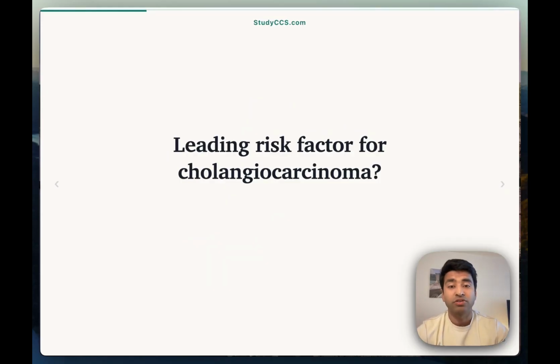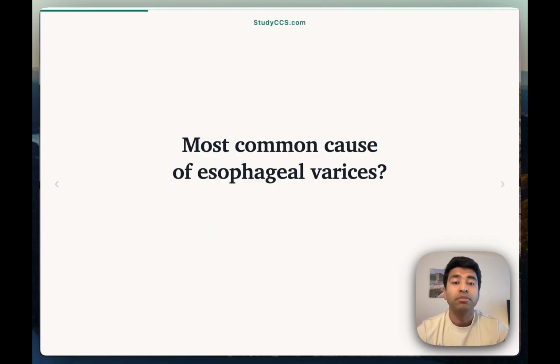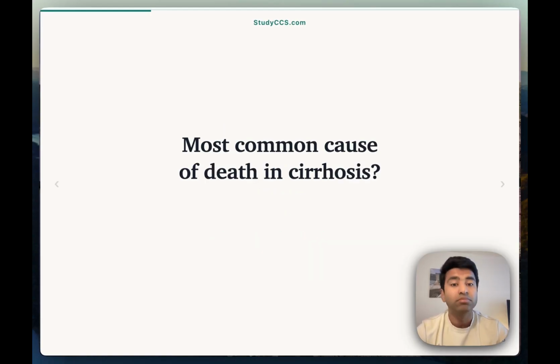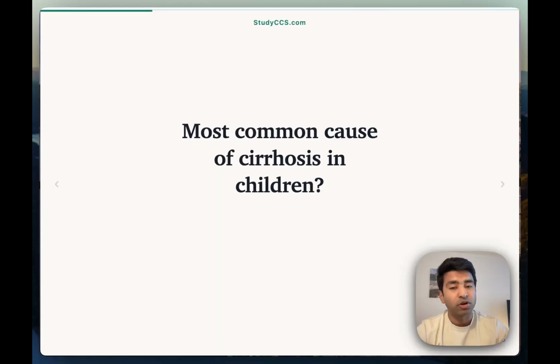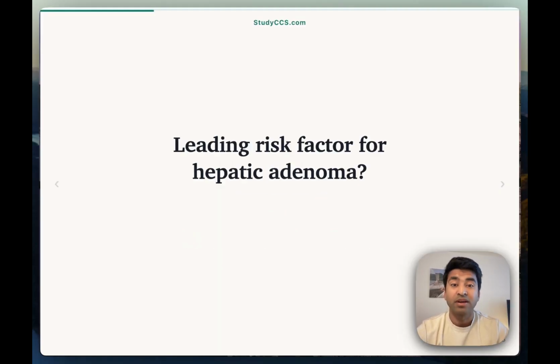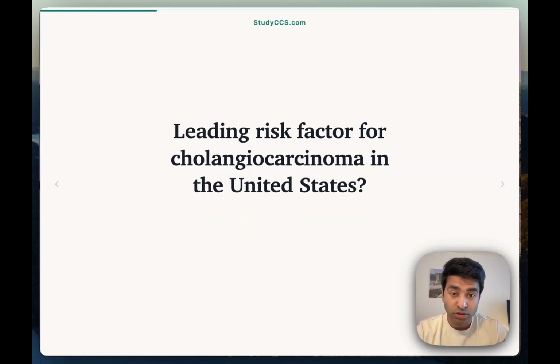Leading risk factor for cholangiocarcinoma is PSC, primary sclerosing cholangitis. Most common cause of esophageal varices: portal hypertension. Most common cause of fatty change in the liver: chronic alcoholism. Most common cause of death in cirrhosis: rupture of esophageal varices. Most common cause of cirrhosis in children is alpha-1 antitrypsin deficiency. Leading risk factor for hepatic adenoma: OCP use. Leading risk factor for hepatic angiosarcoma: vinyl chloride exposure.